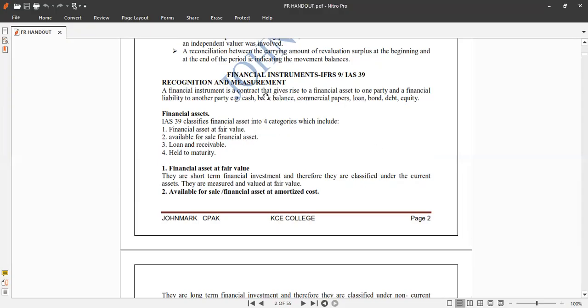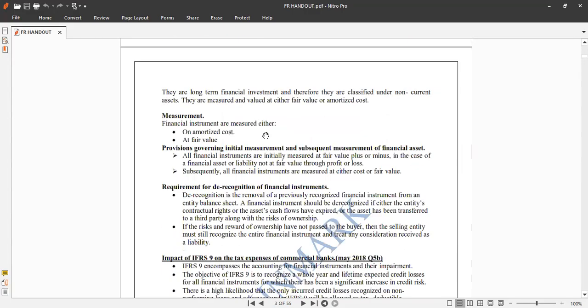Another difference is that financial assets at fair value are measured and recognized at fair value. But available for sale financial assets are measured either at cost, that is the amortized cost, or at fair value. And we say that fair value simply means the market value. I've indicated the measurement here. The financial instruments are measured either at amortized cost, that's just the cost minus any amortization, or at fair value. So we have provisions governing initial measurement and subsequent measurement of financial assets.